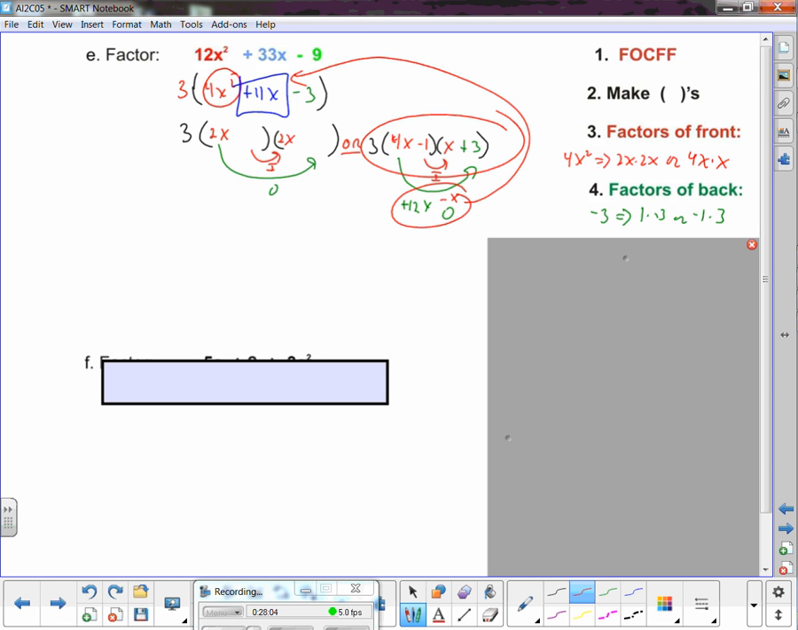It's all about the middle. It's all about the middle. And how are you figuring out the middle? By multiplying the outers plus the inners. Outer times outer plus inner times inner. It's got to equal the middle. Has to equal the middle.